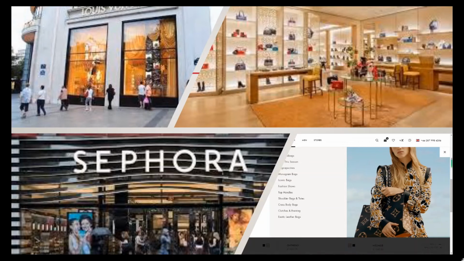In total, there are less than 500 LV stores in the world. So if we do the average, it is approximately 2 LV stores in each country.